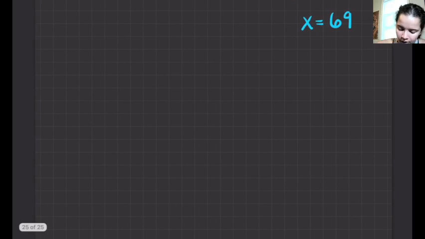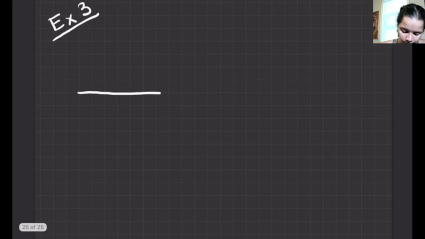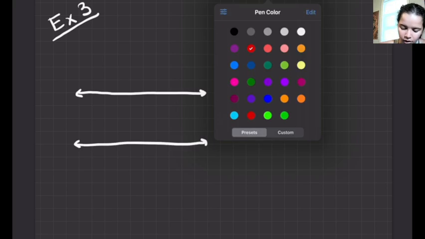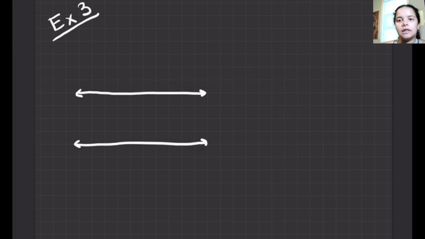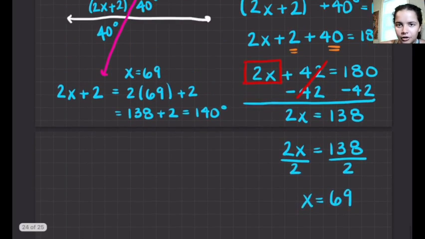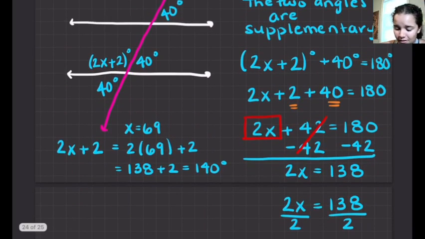Okay. So let's look at one more example. So example number 3. And let's see if I can make this one a little bit more complicated. So these examples, they're not too hard. So the geometry part is honestly just figuring out what the angles are and what the relationship is between them. After that, it's all algebra.